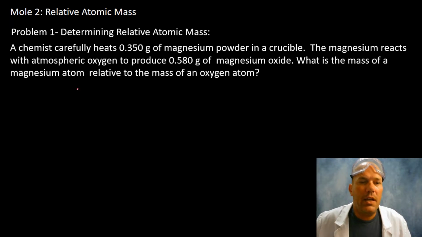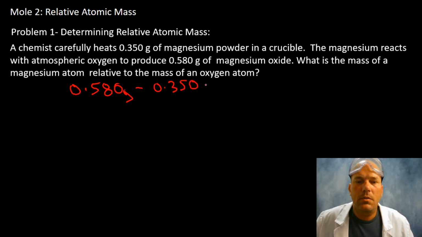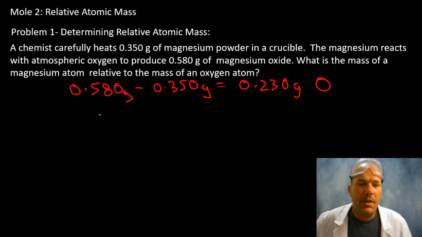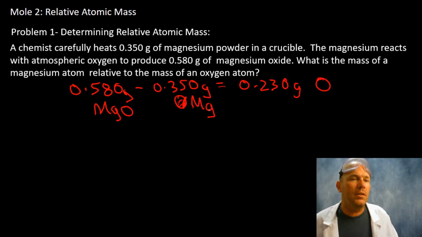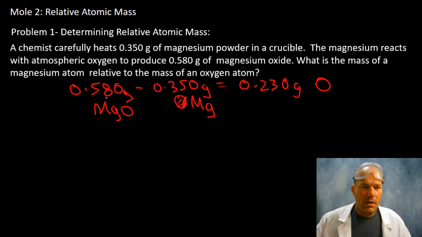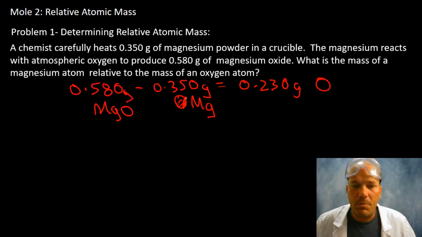So we're going to go ahead and take 0.580 grams minus 0.350 grams, and when you pop this in your calculator, you'll get 0.230 grams of oxygen, with this being the magnesium oxide and this being the magnesium itself that was put into the crucible. Okay, so we're going to get this. And paying attention to sig figs, we're subtracting, so we want to use our least precise.